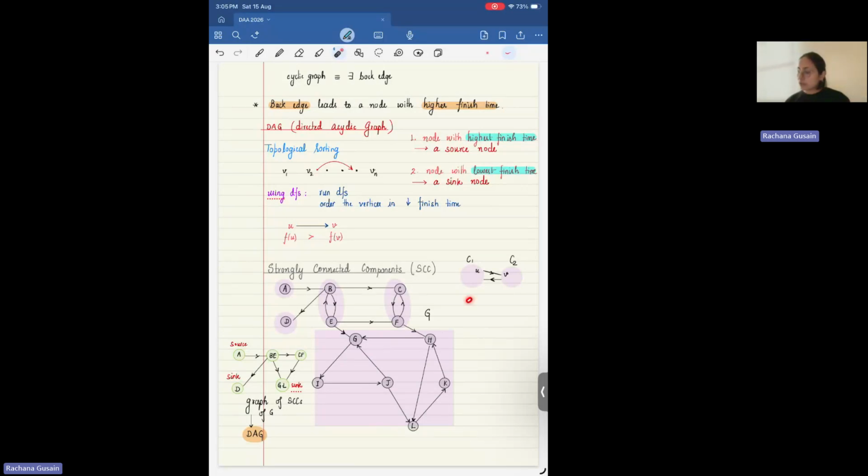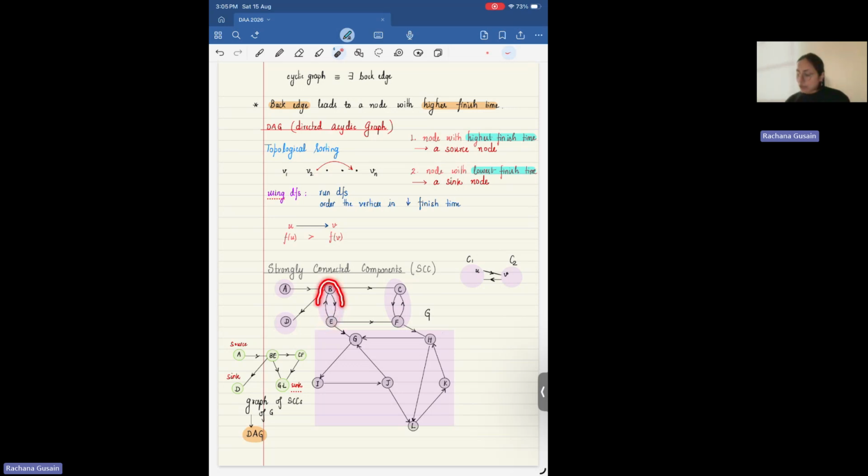So given a directed graph, there can be subgraphs. Maybe the entire graph is not strongly connected, but there can be subgraphs which are strongly connected. Now we want to identify maximal such subgraphs which are strongly connected, and that is what we mean by a strongly connected component. For instance, A alone is a strongly connected component. B alone is strongly connected, but it is not a strongly connected component because we can extend it. We can add one more vertex to it, and this still is strongly connected.